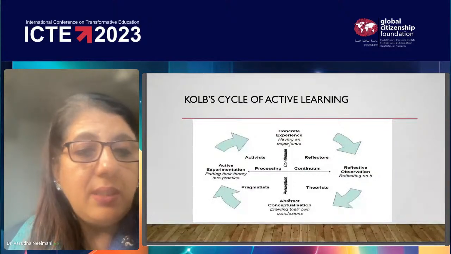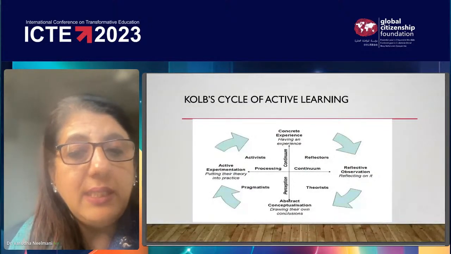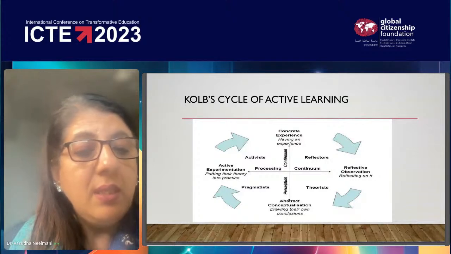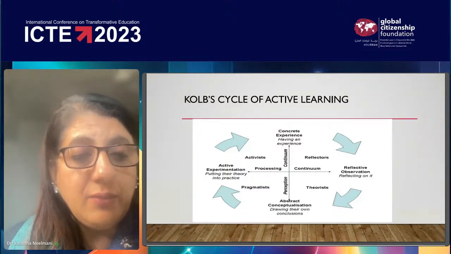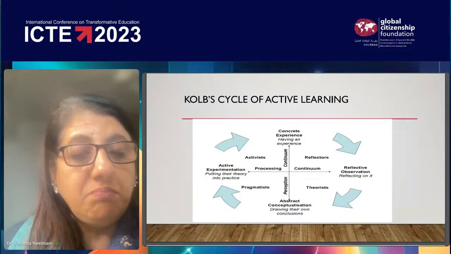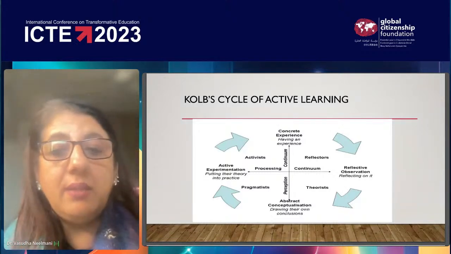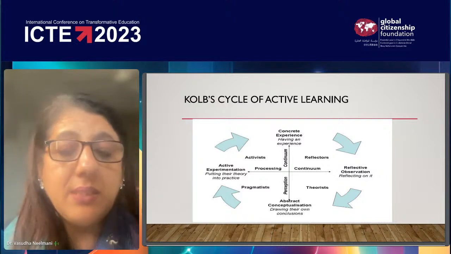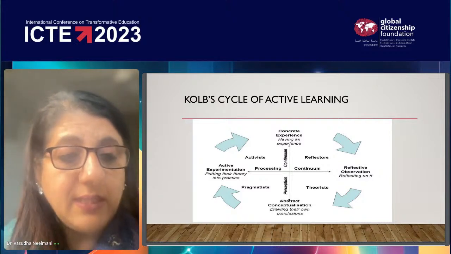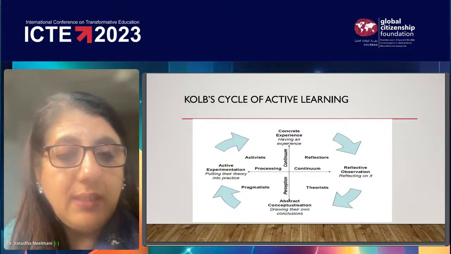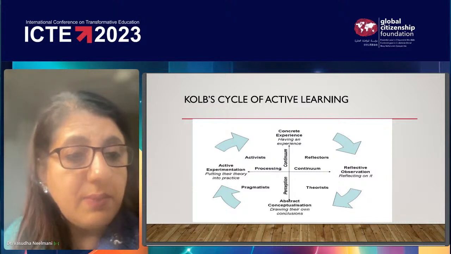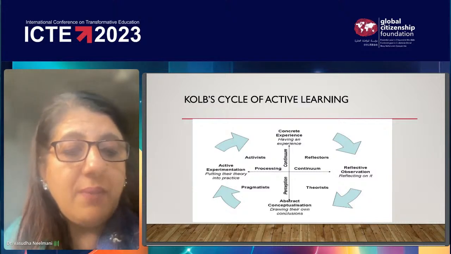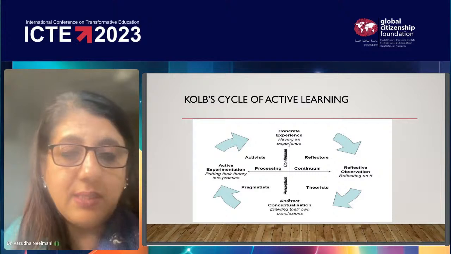So, as I mentioned earlier, the Kolb cycle of active learning starts with concrete experience, reflective observation, abstract conceptualization, and active experimentation. So, all kinds of learners, whether they are activists, theorists, pragmatists or reflectors, are taken care of. Visual learners, auditory learners, kinesthetic learners, multimodal learners, all of them are there in this journey.